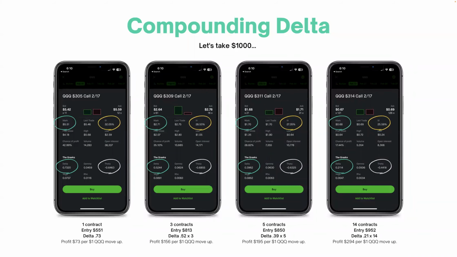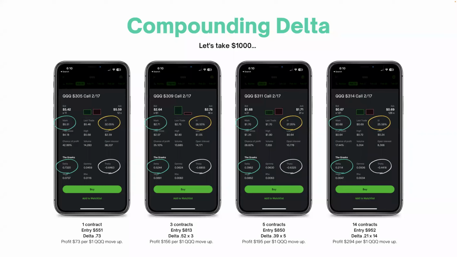Let's do another one. So this is going to be a $1,000 budget, and this is for the Qs, right? QQQ, that is an ETF that tracks the NASDAQ. And how am I on time? Okay, good. We'll do this and then we'll wrap up.